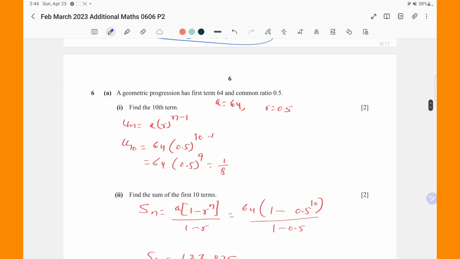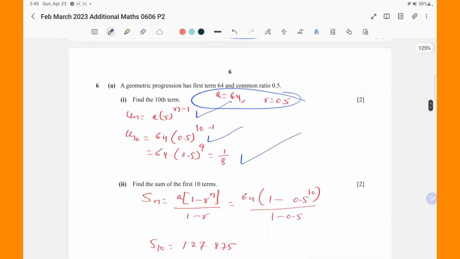Now a part that says a geometric progression has first term 64 and the common ratio 0.5. That's fine. Find the 10th term. That's a very simple question. Un is a times r to the power n minus 1. A is 64, 0.5 to the power 10 minus 1. 64 times 0.5 to the power 9. So 1 over 8. Just calculate.